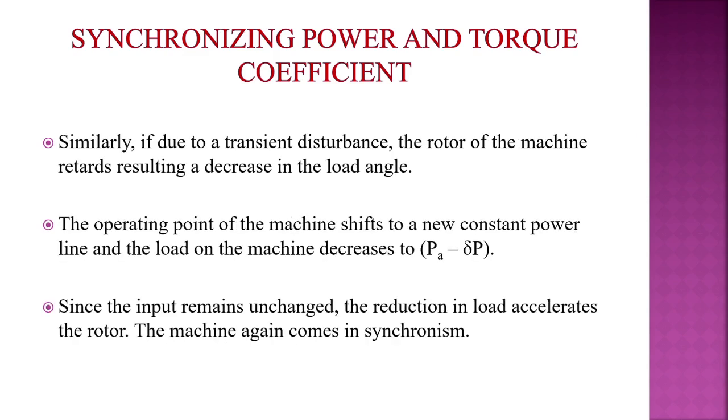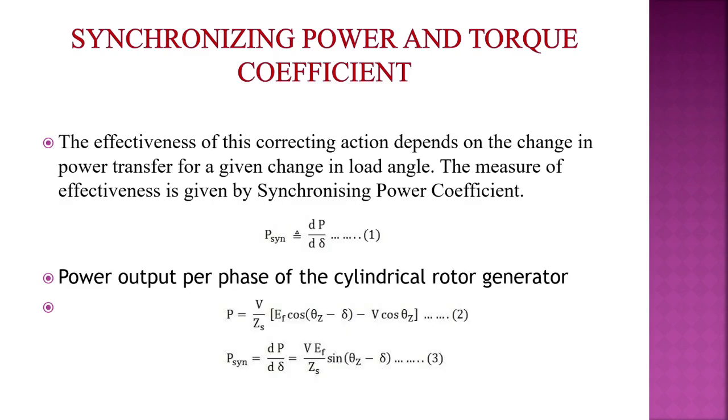Similarly, if due to a transient disturbance the rotor of the machine retards, resulting in a decrease in the load angle, then the operating point of the machine will shift to a new constant power line and the load on the machine will decrease to P_A minus delta P. Since the input remains unchanged, the reduction in load will accelerate the rotor. Machine again comes in synchronism.